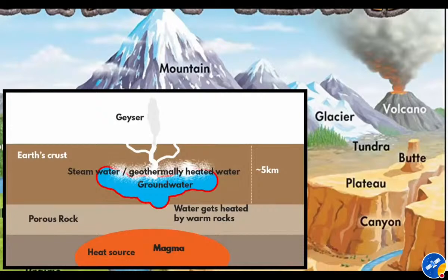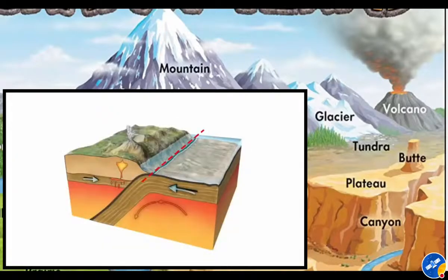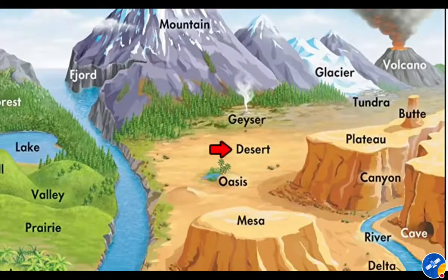At some places, it is not because of the magma, but because of the solidification of magma which turns into igneous rock, and the heat of that rock makes the water boil. One more point you will have to remember is that many geysers are located at the edges of tectonic plates. The next one is desert.